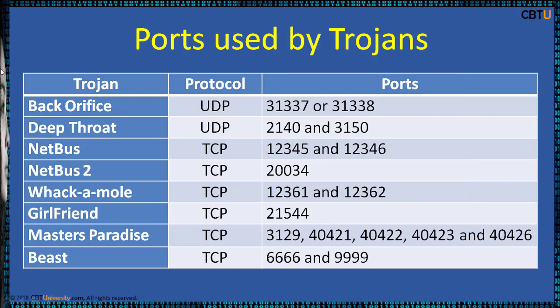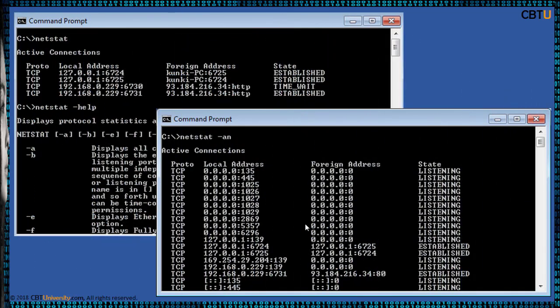These are the general ports used by Trojans. These are popular Trojans and these are the ports. Netstat is a simple CLI utility which displays active TCP connections, ports on which the computer is listening, Ethernet statistics, IP routing table, and IPv4 and IPv6 statistics. Without any parameters, Netstat displays active TCP connections. With parameters and switches, we can explore more detailed information.